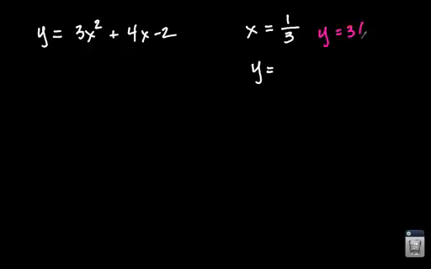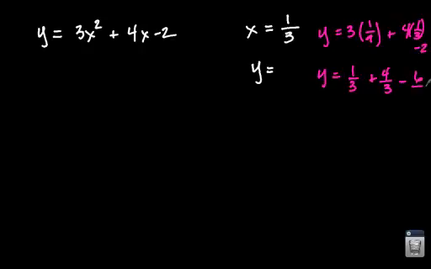So 3 times 1/3 squared is 1/9, plus 4 times 1/3, that's 4/3, minus 2. So I end up with y equals 1/3 plus 4/3, and then I'm going to change -2 into -6/3 so I can substitute in nicely. So I end up with 5/3 minus 6/3, which is -1/3. So my y-coordinate is -1/3. So I'm dealing with the point (1/3, -1/3). Next step is to differentiate.